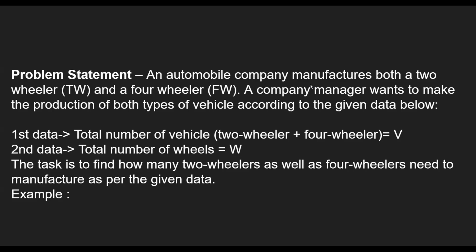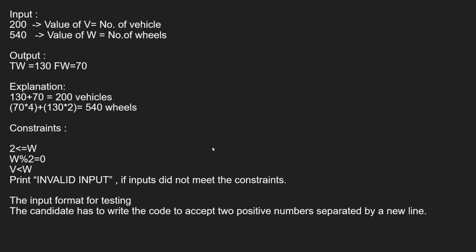The task is to find how many two-wheelers as well as four-wheelers need to be manufactured as per the given data. So here it is asked you to identify how many two-wheelers and four-wheelers can be manufactured by the given data. For example, what is given to us? Total number of wheels and total number of vehicles. So let's see an example of how we can do it.